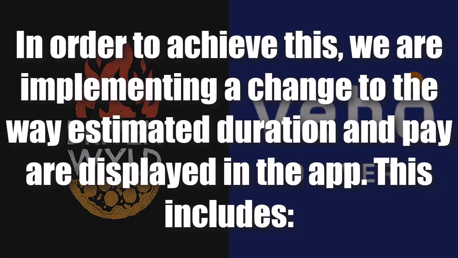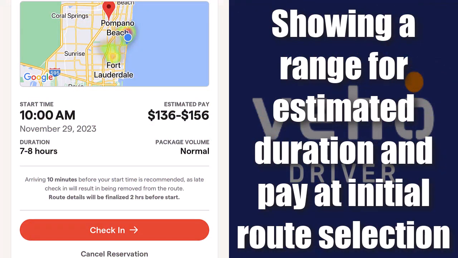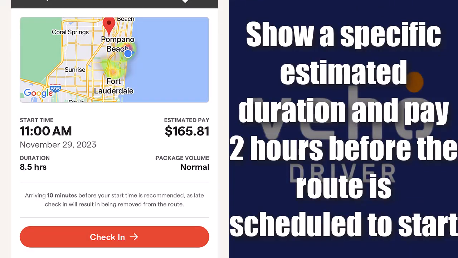Now they're changing the system entirely and are outright telling you the route that you accepted can absolutely change at last-minute notice. In order to achieve this, we're implementing a change to the way estimated duration and pay are displayed in the app. This includes showing a range for estimated duration and pay at initial route selection, showing a specific route duration and pay 2 hours before the route is scheduled to start. But within that 2 hours, you're going to be at risk of being called out for a late cancellation, and that can affect your income.